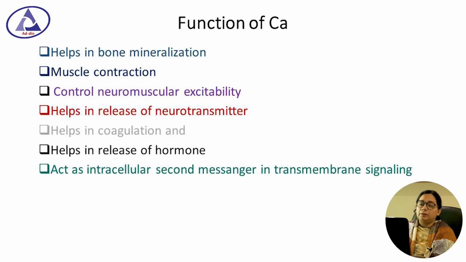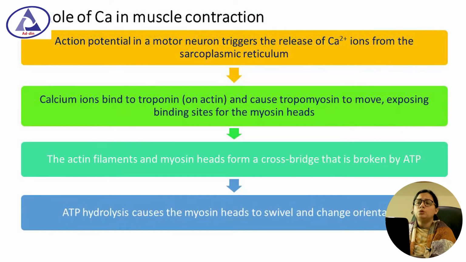The functions of calcium are: it helps in bone mineralization, muscle contraction, control of neuromuscular excitability, release of neurotransmitter, coagulation, and release of hormone. It also acts as an intracellular second messenger in transmembrane signaling. So how does calcium act in muscle contraction?